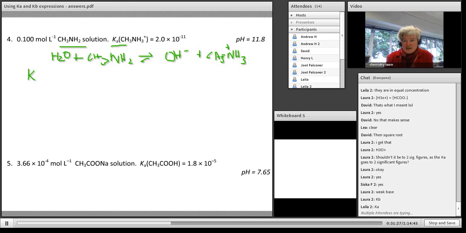Okay, some of you say Kb and some of you say Ka. It is going to be a Kb because we have the OH in our equation. Remember, Ka has to have the hydronium ion. So our Kb is going to be our OH minus plus our base ion. So that's our methyl ammonium ion all over my weak base, CH3NH2.